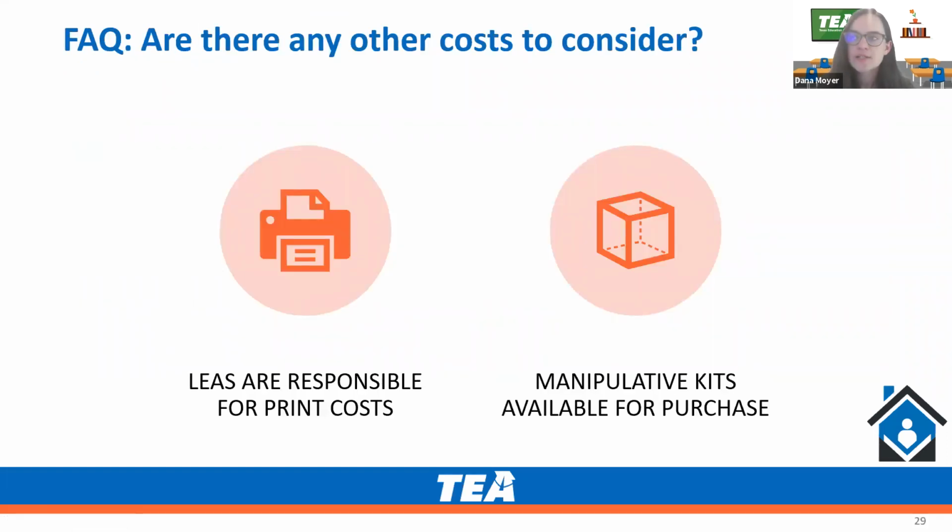Are there any other additional costs to consider? One of these came up already today and we're following up on. So there are print costs if you are going to print the materials, there's definitely a print cost. And then also manipulative kits are available for purchase, and we are getting some additional information on request about the manipulative kits that are available for purchase. You'll definitely want to consider in your local context if you have some of the manipulatives already, and what your manipulative needs are.